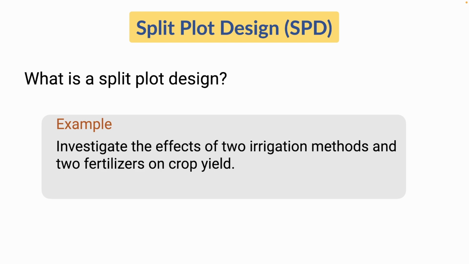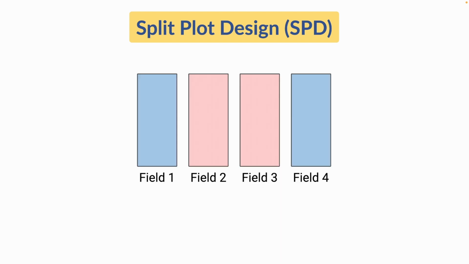The example is to investigate the effect of two irrigation methods and two fertilizers on crop yield. In this particular example, it is not feasible to apply different irrigation methods to areas smaller than one field, but it is possible to apply different fertilizers to small areas. I mean, it is expensive to set up an irrigation method for small units, so it is better to set up an irrigation method for a field and then assign a fertilizer method in each field.